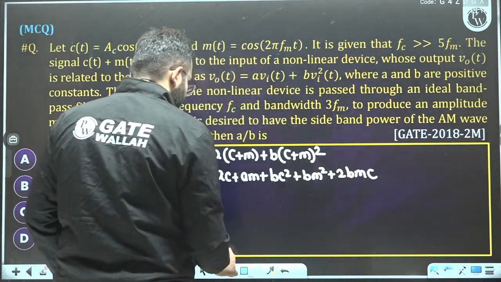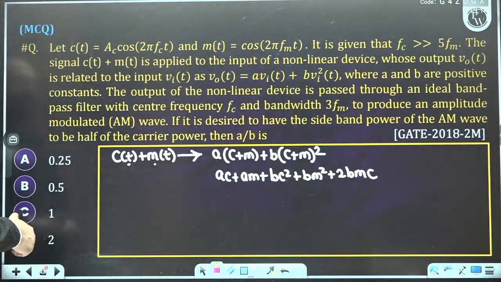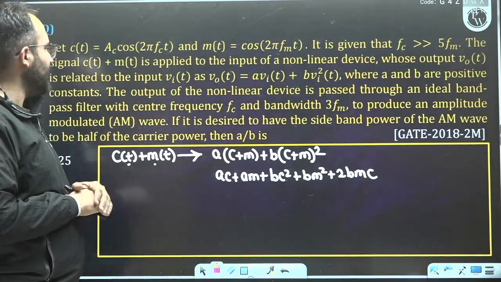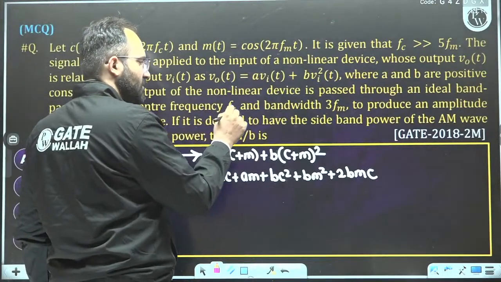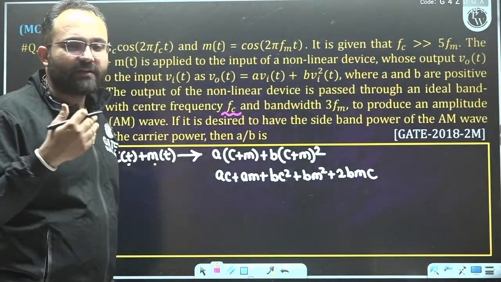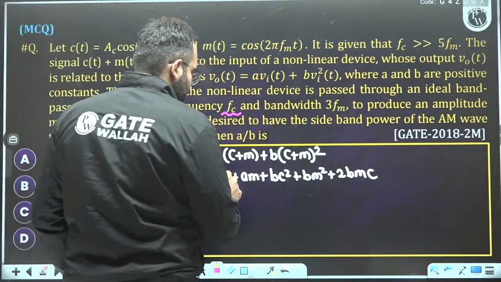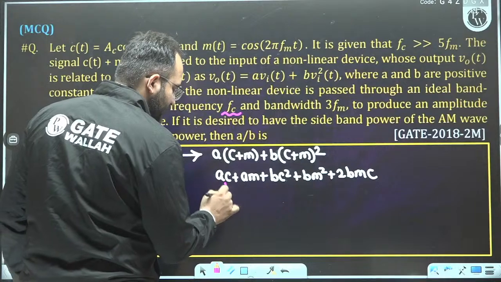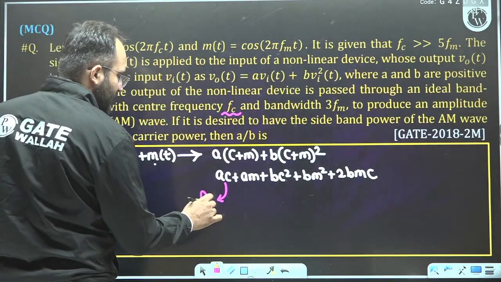Okay, this is what we get, simple calculations where A and B are constant values. Now the output of the nonlinear device is passed to the ideal band pass filter with center frequency Fc. Now if we pass this term, we can see that this is a simple carrier term. A is a constant value, C is a carrier, so this will be at frequency Fc.